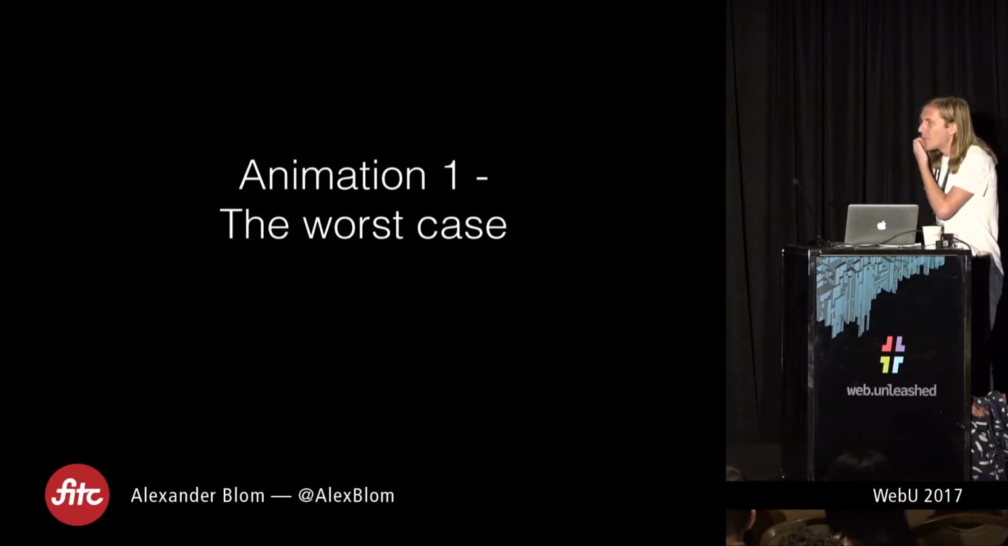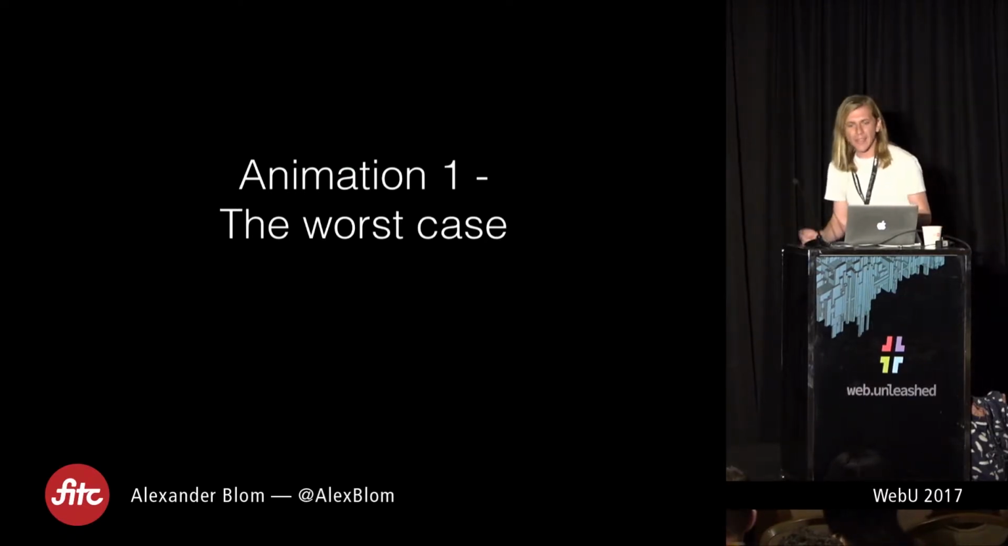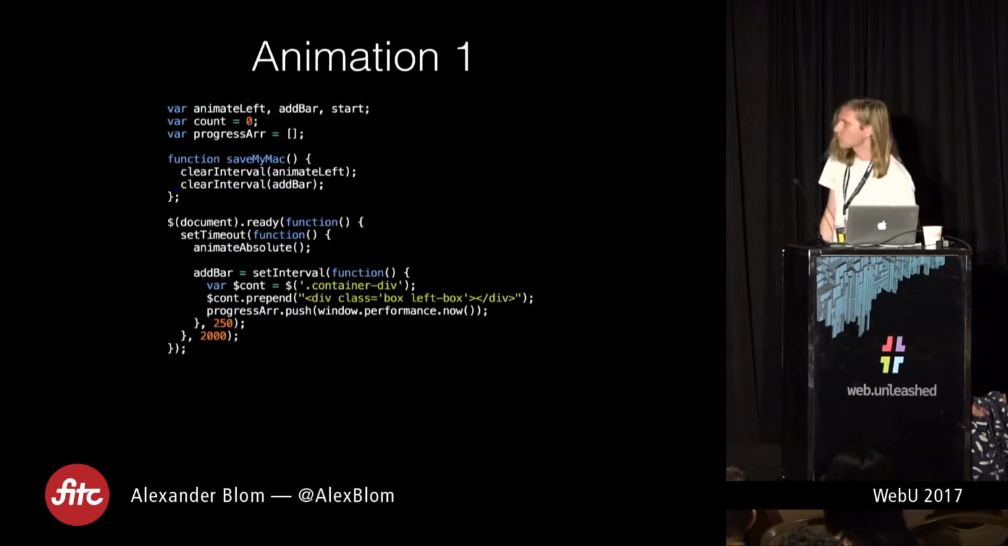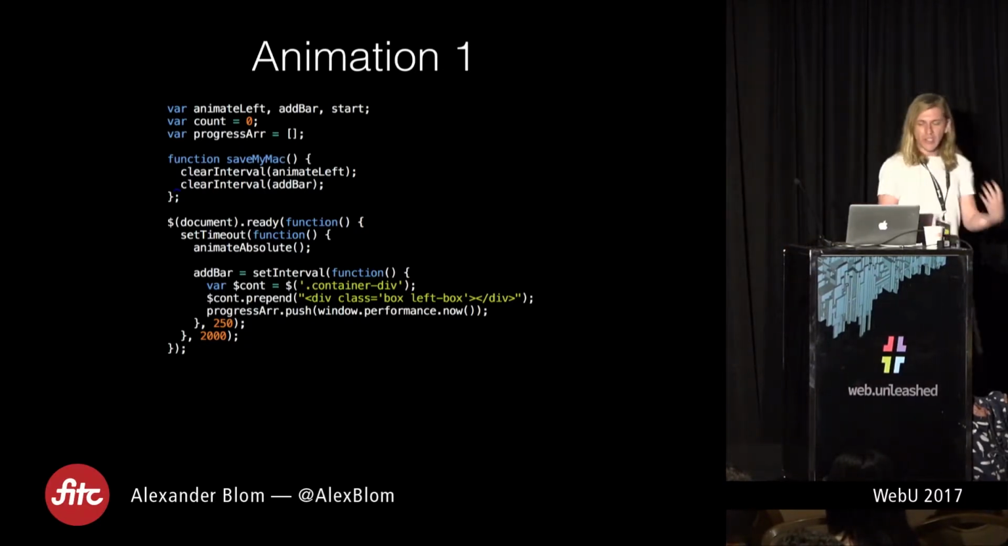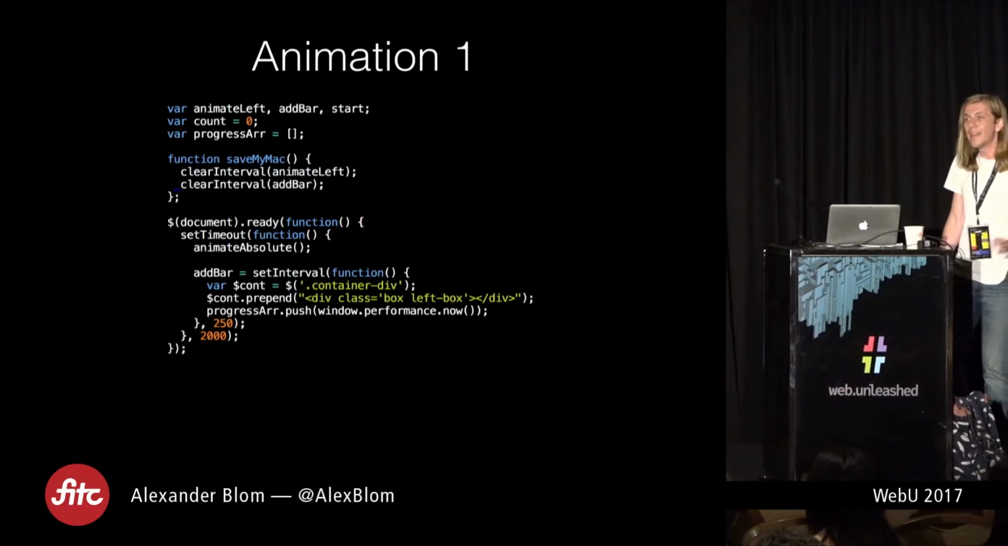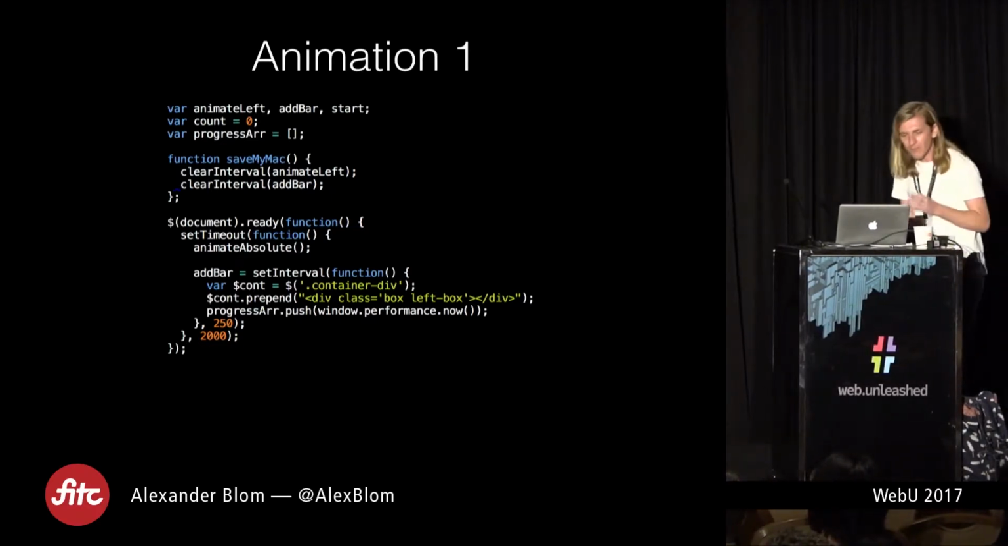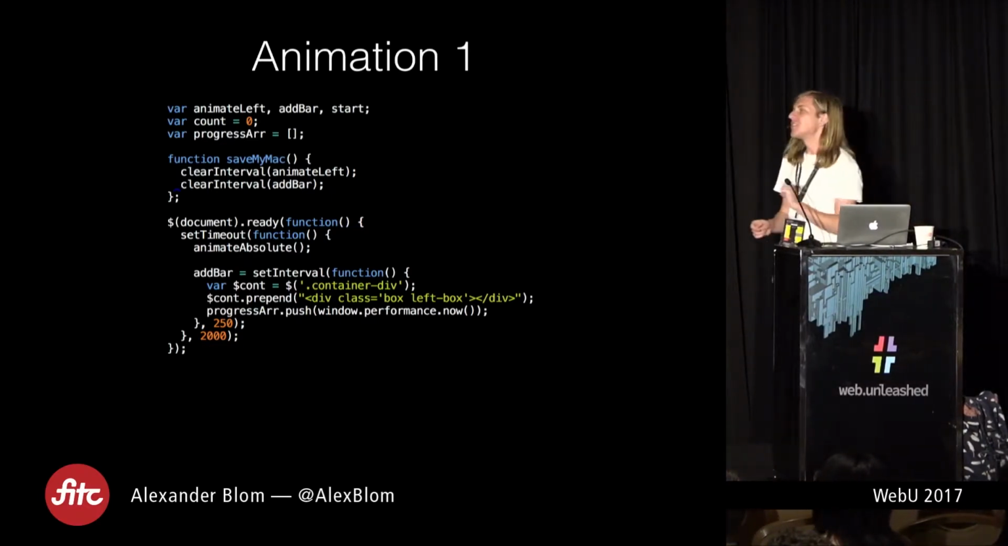So let's go into our first animation, which is the absolute worst case. This is not how we want to do it. So hopefully that's big enough. I've tried to write code here that's easy to follow. I realize I shouldn't have a callback nested in a callback, for example, but for the purposes of demoing, this save my Mac function is not something you put in production.